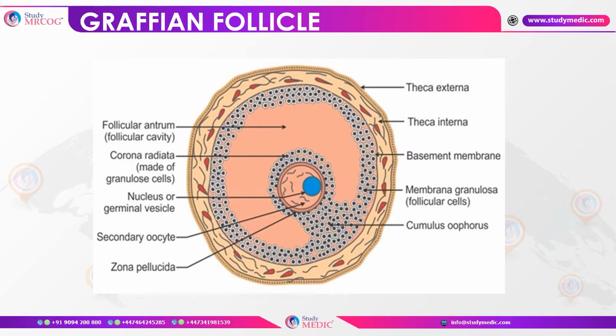Now coming to the structure of the ovum, it is surrounded by the corona radiata, and inside that we have the zona pellucida, which is the most protective membrane, and inside that we have the cytoplasm, the nucleus and the nucleolus. Cumulus oophorus is the layer of granulosa cells which is present between the oocyte and the Graafian follicle.